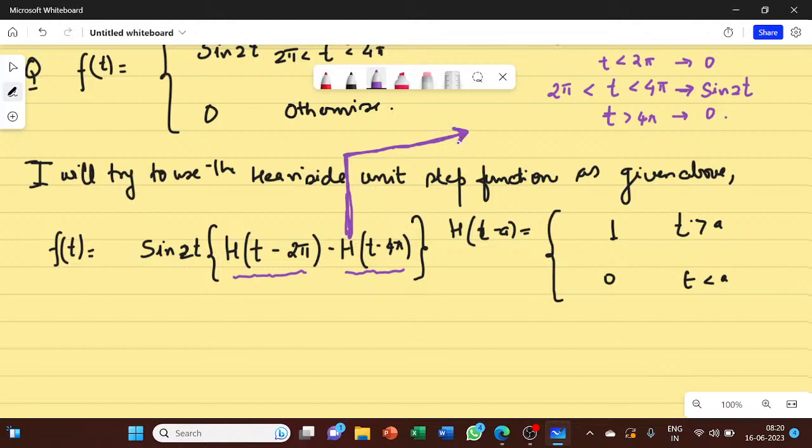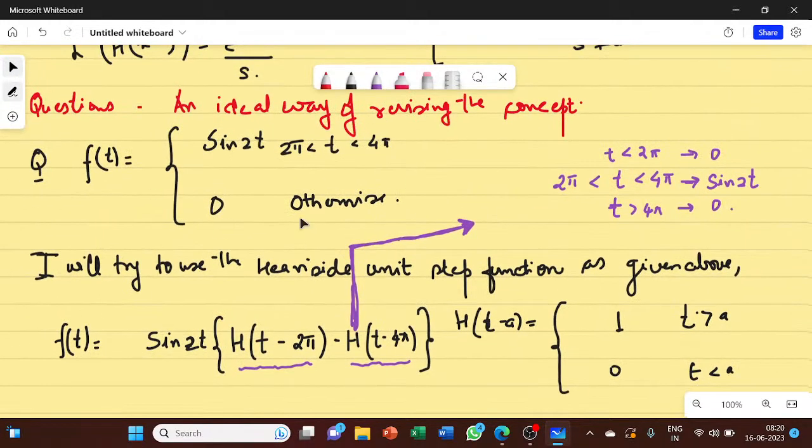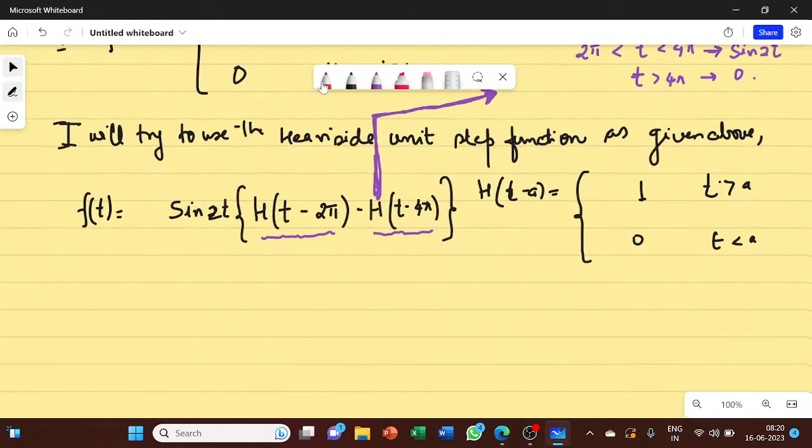This is something that we have done; I'm just trying to revise it for you. Now try to find the Laplace transform for this. Now let us try to find the Laplace transform for the same. Is that clear or not clear?